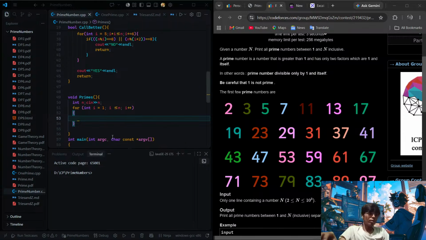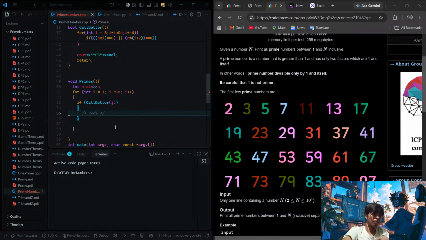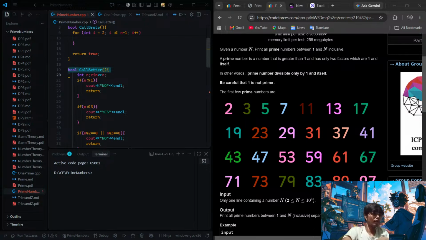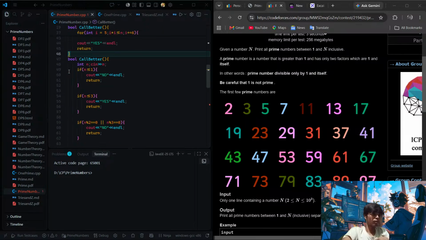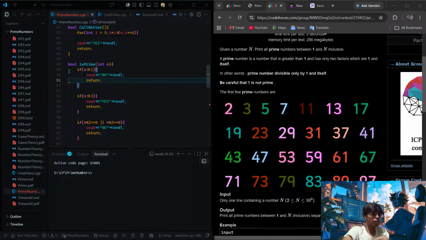So one thing I understand is that I have to check if that particular number is prime or not. I will check it by calling a function. Inside that, I will pass this I. One thing I will do here is create, and change the name of this to isPrime. Inside this, I will pass int n. Now remove this, and I am checking for n.